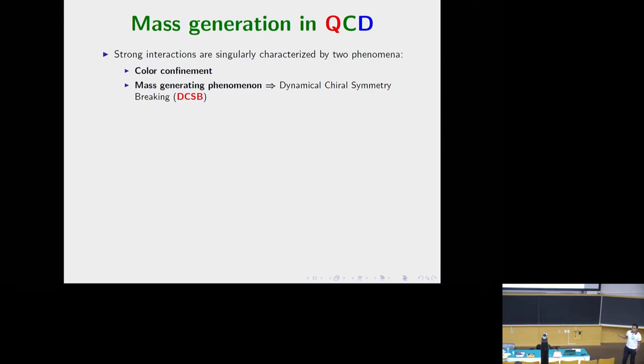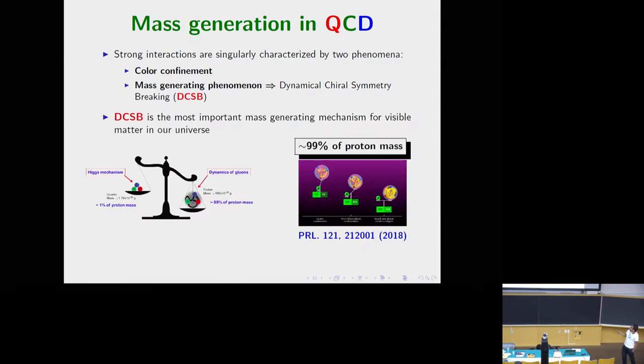The impact of this mass generating mechanism is evident in the light quark sector of QCD and plays an eminent role in describing why the nucleon mass is about two orders of magnitude larger than that of its three bare constituents. Then, dynamical chiral symmetry breaking is the most important mass generating mechanism for visible matter in our universe. On the other hand, for heavier quarks, starting from the strange quark, the effect of dynamical chiral symmetry breaking is gradually attenuated, and the bottom quark constituent mass is almost completely due to the explicit mechanism.